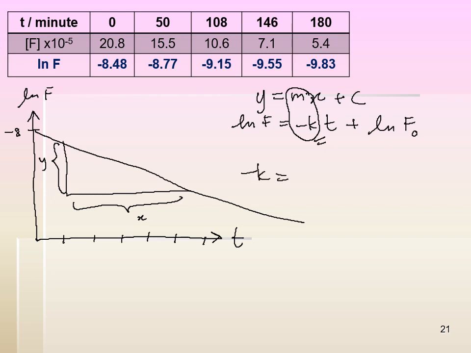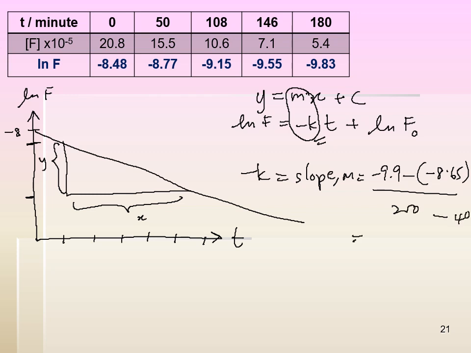Okay, for example, mine would be -k equals the slope, or the m. So it would be -9.9 around here, minus -8.65 around here. Okay, that is the delta y. And then the delta x would be 200 minutes minus 40. So that would be negative 7.8125 times 10 to the power of negative 3 per minute. So this is a negative k.